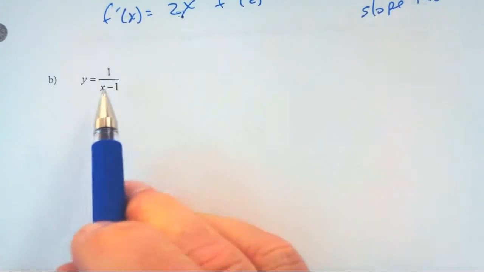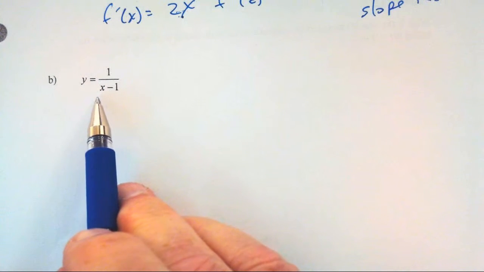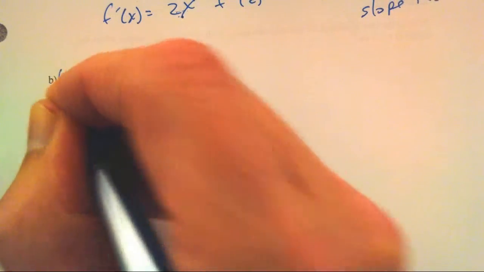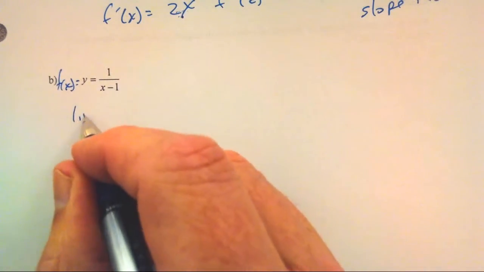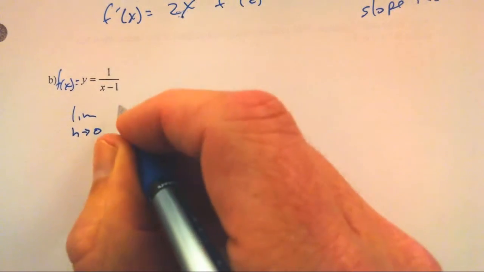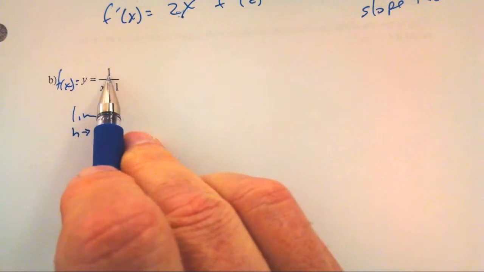Same thing. Again, I could just use a. If I was trying to find the slope at 3, I could just use 3. f of 3 plus h. We'll call this f of x again. So, limit as h approaches 0 of f of x plus h.